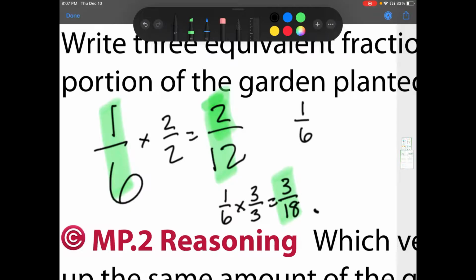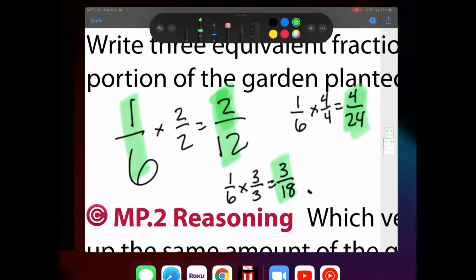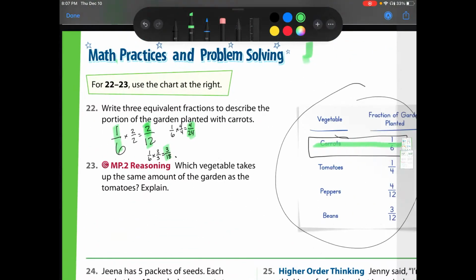So I'm going to follow my pattern. I multiplied by 2 halves, 3/3. I'm going to do 4/4, just the next number in our series. So we have 1 times 4 is 4, and we have our denominator, 6 times 4 is 24. So now I have 3 equivalent fractions for 1/6. So I'm going to head to number 23 now.